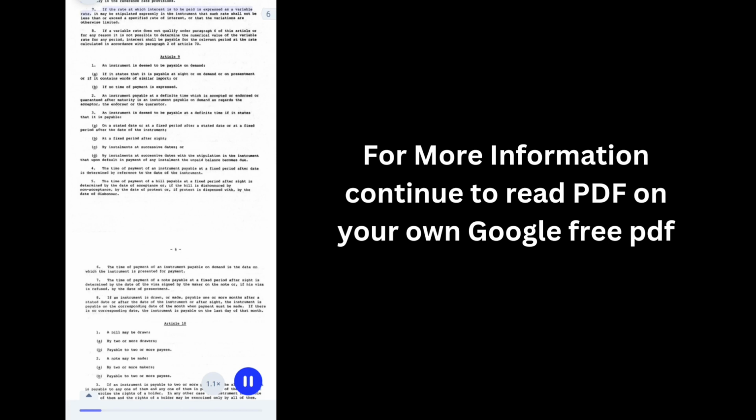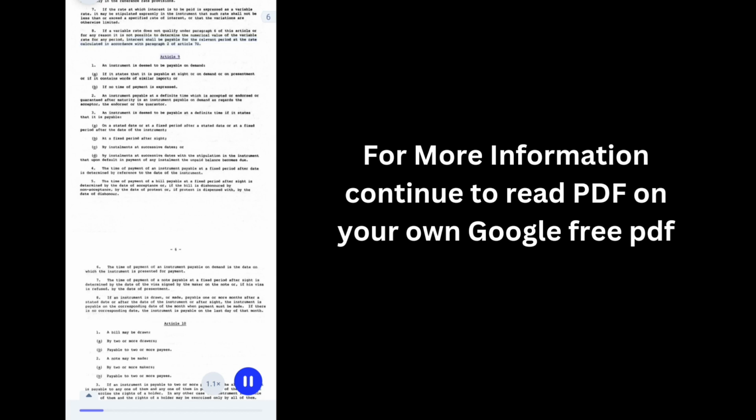7. If the rate at which interest is to be paid is expressed as a variable rate, it may be stipulated expressly in the instrument that such rate shall not be less than or exceed a specified rate of interest, or that the variations are otherwise limited. 8. If a variable rate does not qualify under paragraph 6 of this article or for any reason it is not possible to determine the numerical value of the variable rate for any period, interest shall be payable for the relevant period at the rate calculated in accordance with paragraph 2 of Article 70.